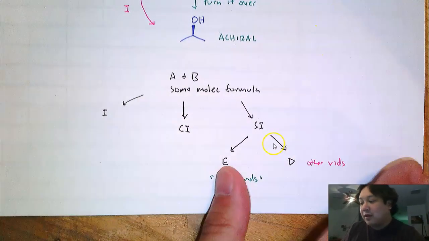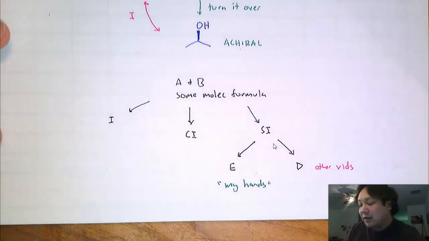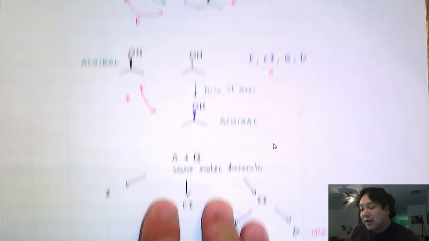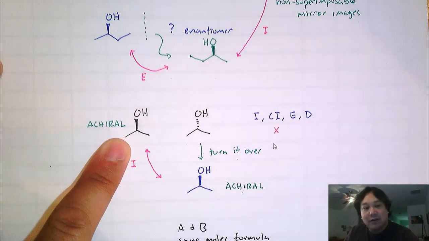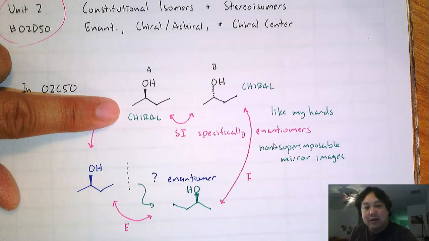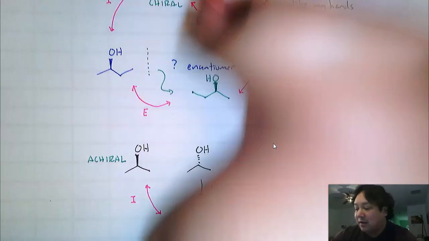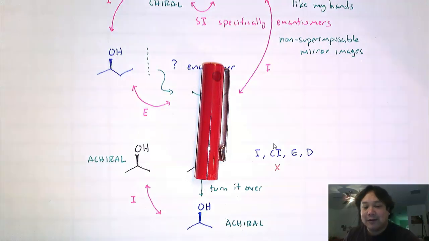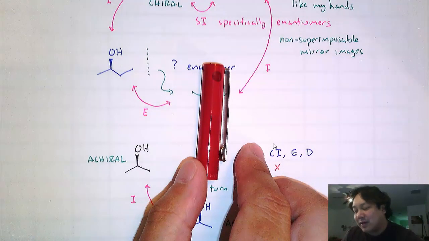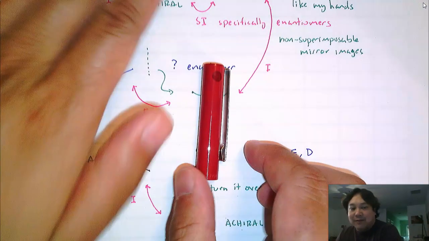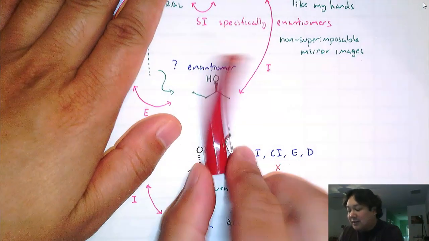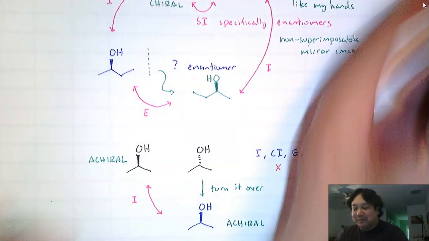Before we look at some tricks, ultimately I want to know a trick to figure out whether one molecule is achiral or chiral. My hand is chiral, my pen cap is achiral. So maybe you have an idea: what's the main fundamental difference between my left hand, which is chiral, and this pen cap, which is achiral?